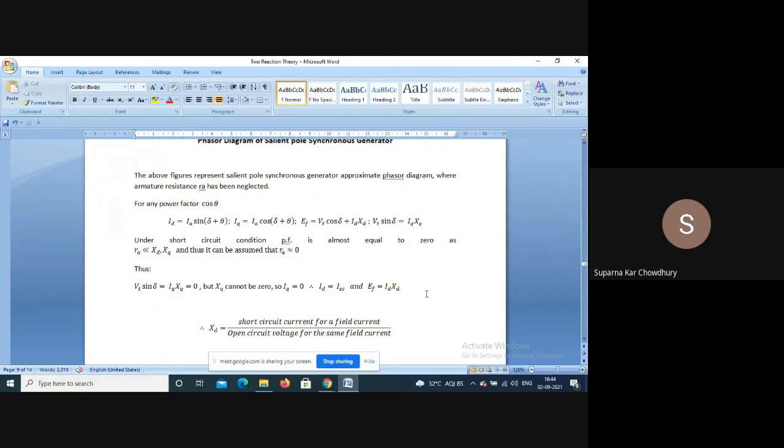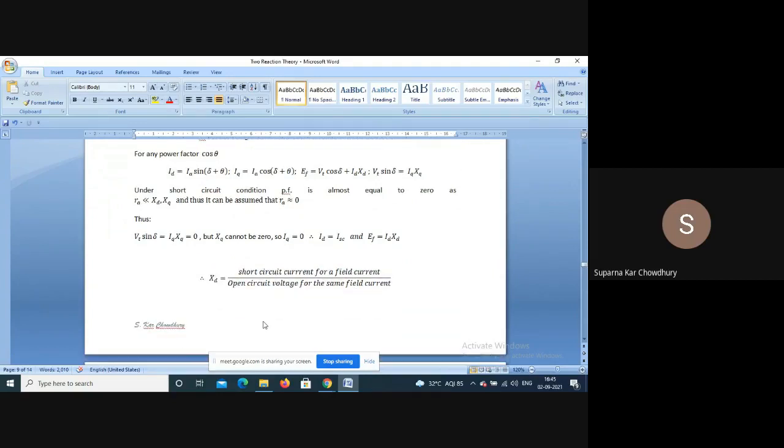So if we take the ratio of, here I have written, this should be open circuit voltage.